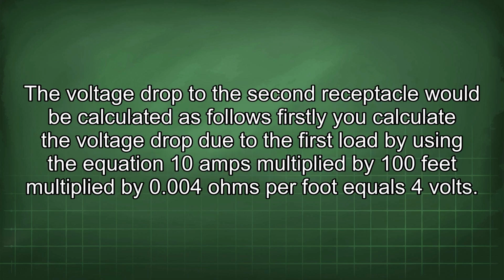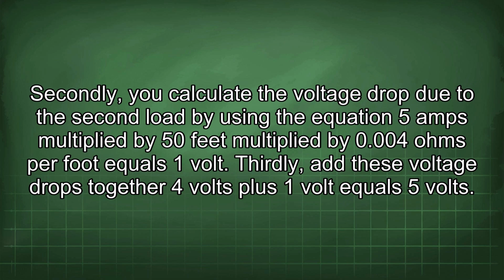The voltage drop to the second receptacle would be calculated as follows. Firstly, you calculate the voltage drop due to the first load by using the equation 10 amps multiplied by 100 feet multiplied by 0.4 ohms per foot equals 4 volts. Secondly, you calculate the voltage drop due to the second load by using the equation 5 amps multiplied by 50 feet multiplied by 0.4 ohms per foot equals 1 volt. Thirdly, add these voltage drops together. 4 volts plus 1 volt equals 5 volts.